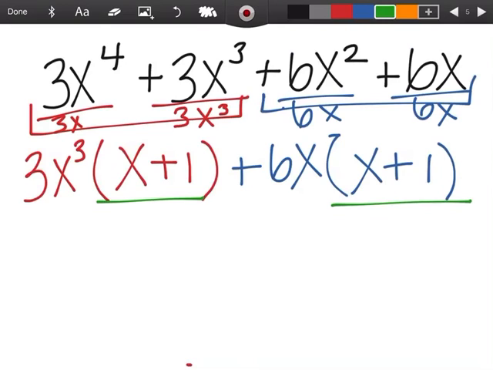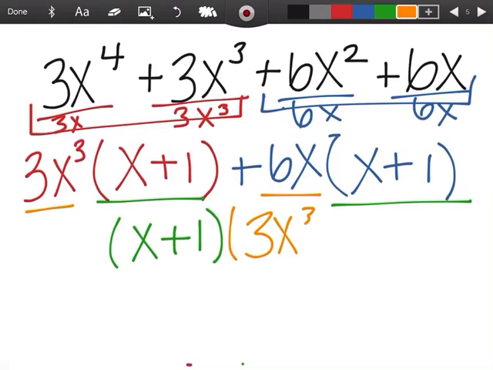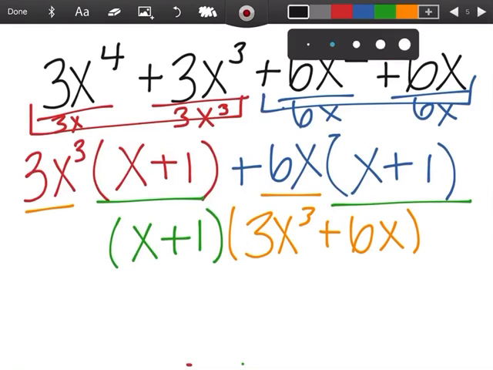If I want to make sure that this is the right answer, I need the whole problem. I need that plus 1. So whatever is the set that's the same, I factor it out front, x plus 1, and then what I have left over in each term is 3x to the third plus 6x. Now this is on its way to being right, but it's actually not done.